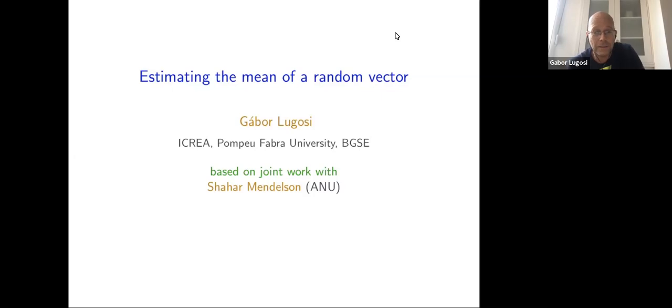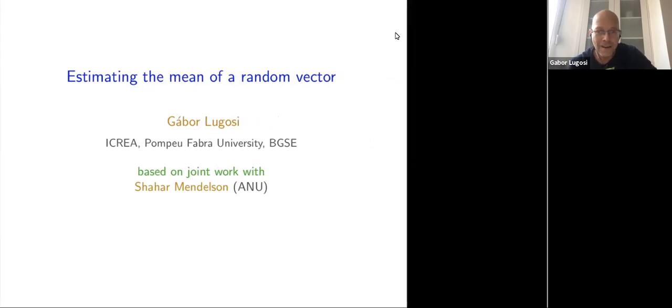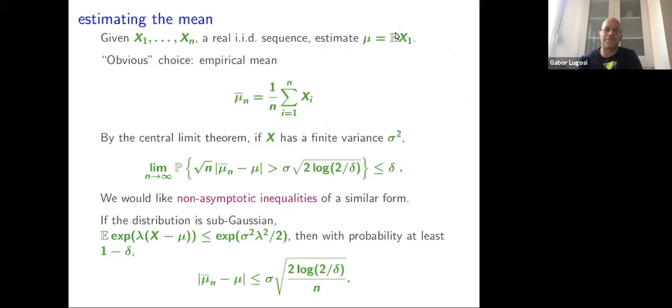Most of the talk is based on joint work with Shahar Mendelson, who is at the Australian National University. So here's the most basic statistical problem, and for now, in the first half of the talk, or the first 20 minutes, we are in one dimension. So even though the title of the talk is estimating the mean of a random vector, here we are in one dimension. So we have real random variables X1, ..., Xn.